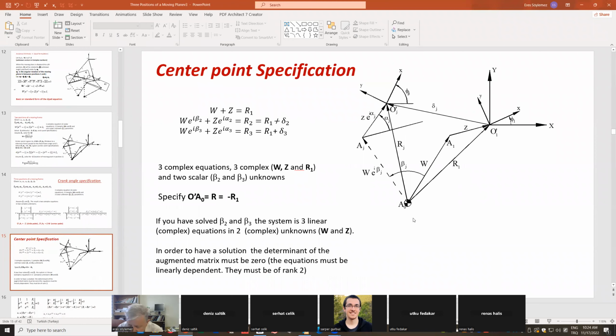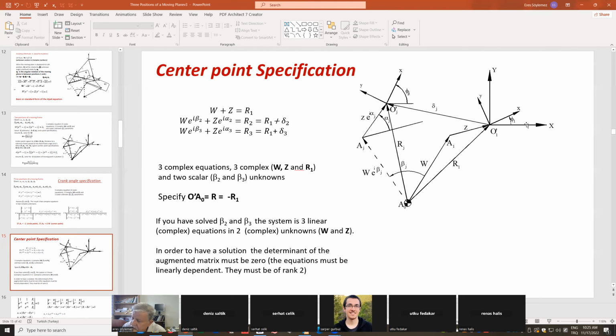Now, I'll discuss the solution in a minute, but let us discuss another thing. What if I specify the center point? When I specify the center point, I will be defining this vector R. R is O1 prime A0. It is the location of A0 with respect to a fixed frame whose origin is at the first position, okay?